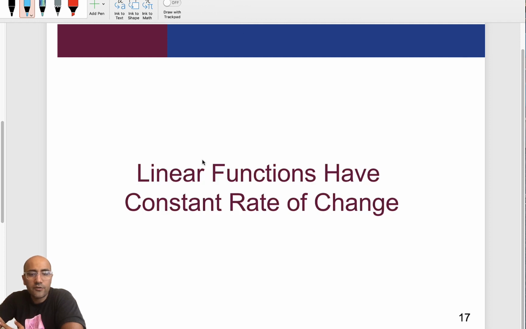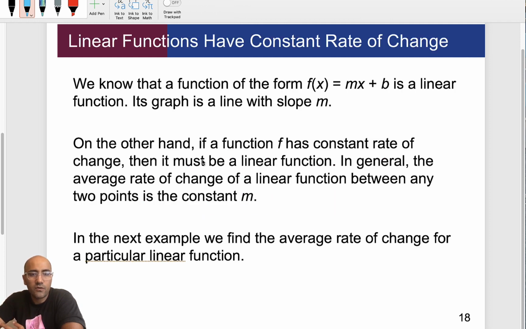Good. Linear functions have constant rates of change. So we know that a function of the form f of x equals mx plus b is a linear function, and its graph is a line with a slope of m. On the other hand, if a function f has a constant rate of change, it turns out to be a linear function.